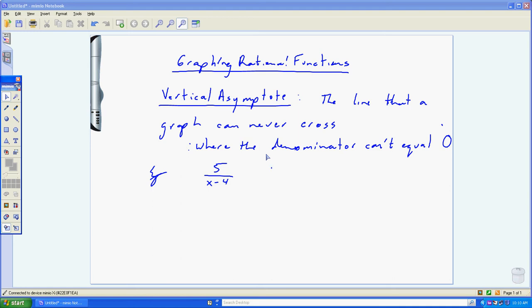So in this case, it's just the NPVs, right? Because that's really where our denominator can't equal 0. So x minus 4 cannot equal 0. So when I solve for x, I get x cannot equal 4. So that is our vertical asymptote as well. Okay, so vertical asymptote equals 4. So there's going to be a vertical line where x is 4 all the way up and down. Pretty simple. We'll go with that example all the way here for a bit. Okay, so I'm going to jump over now and we'll deal with the horizontal asymptote as well.